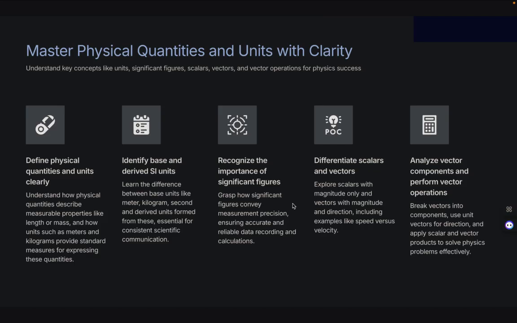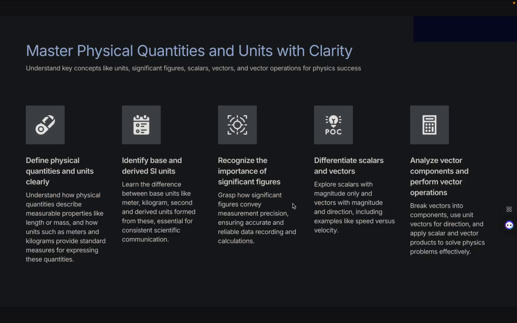First, we're going to define the physical quantities and units clearly. We need to be able to understand physical quantities such as length or mass and how units such as meters and kilograms provide standard measures for expressing these quantities. Next, identify base and derived SI units. So we need to learn the difference between base units like meter, kilogram, seconds, and derived units formed from these. Essential for consistent scientific communication.